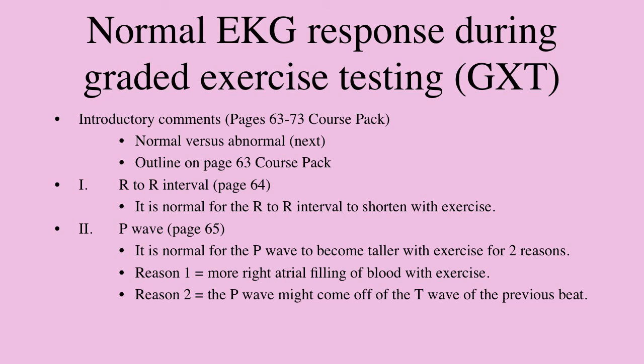The second reason is that if you have beats that are occurring faster, there's not as much time in between the beats for the P wave to completely start at the baseline. The preceding T wave is in position to where the P wave sometimes will come off of that T wave from the beat before it, and this makes it taller because it's just starting at a higher point. So it's normal for the P wave to become taller. Those are the reasons. Page 65 is the example.